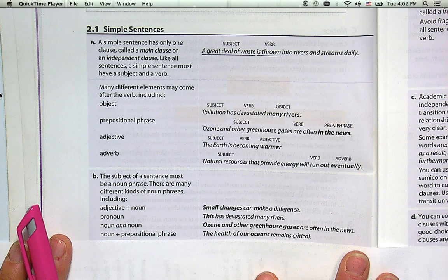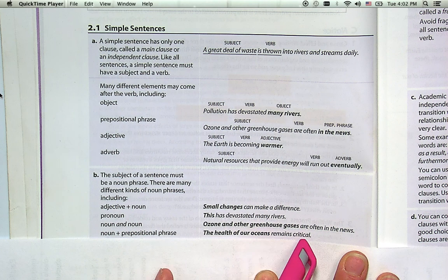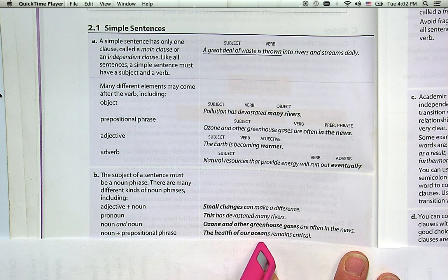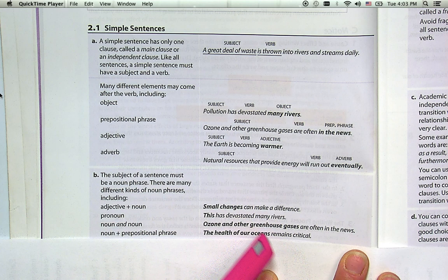You can have a noun plus a prepositional phrase. "The health of our oceans remains critical." "Of our oceans" is a prepositional phrase to describe health. "The health remains critical." Well, what health? The health of our oceans.